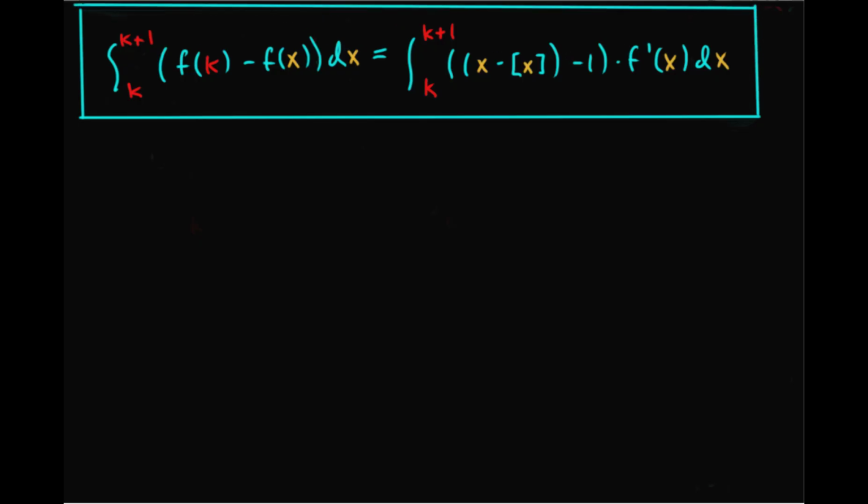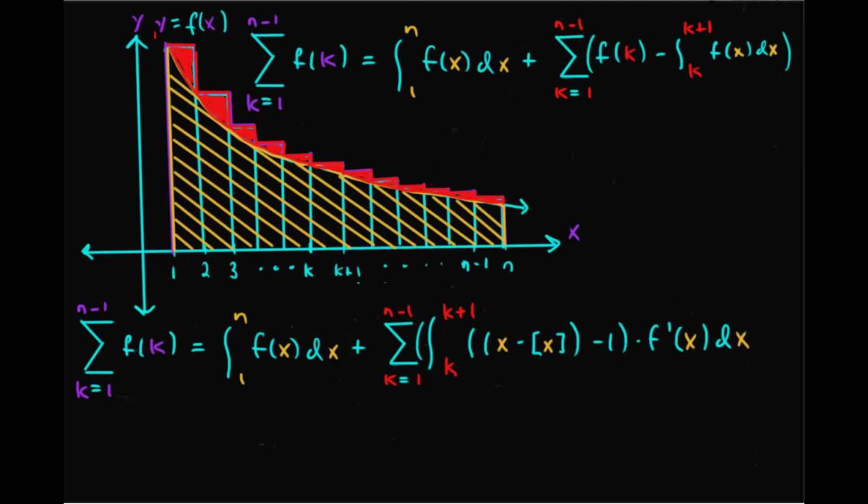So now that we've done all that work on this integral, we can sub it back into our formula. So we have that the sum of the values of f of k from k equals 1 to k equals n minus 1 equals the integral from 1 to n of f of x dx plus, and now I'm going to rewrite this sum. This is the sum from k equals 1 to n minus 1 of the integral from k to k plus 1 of the quantity x minus the floor of x minus 1 all times f prime of x dx. And now the beauty of this expression is that we can sum all of these integrals together.